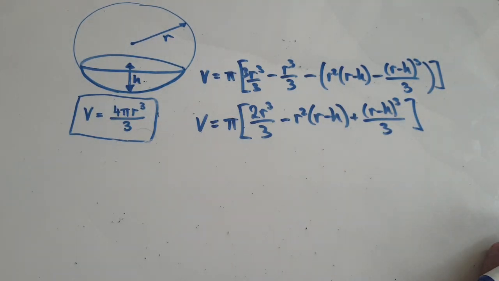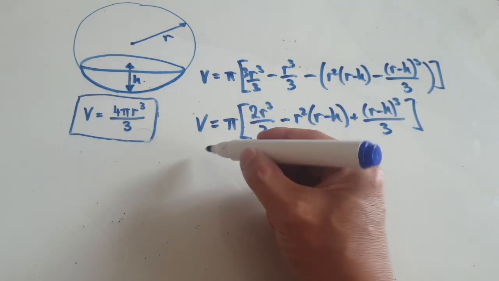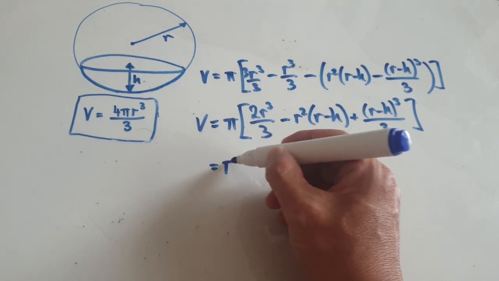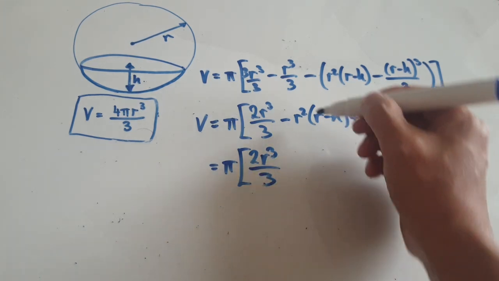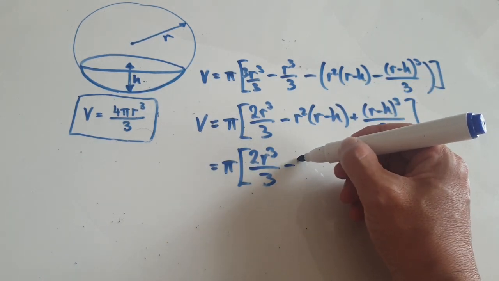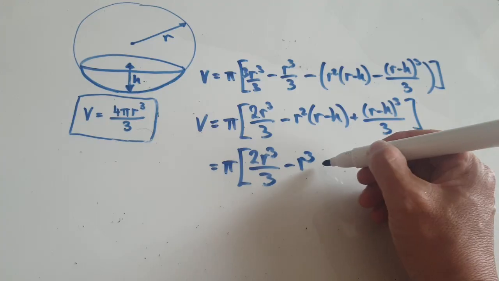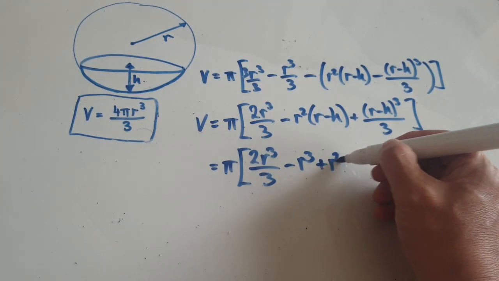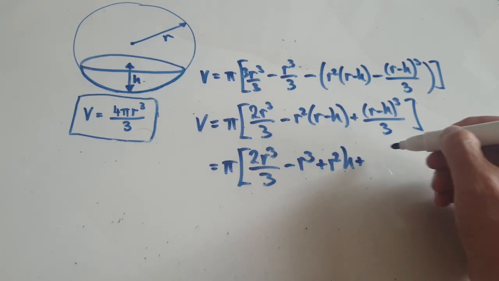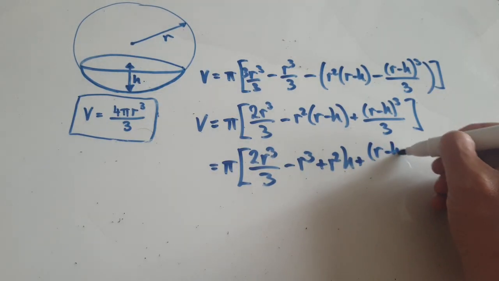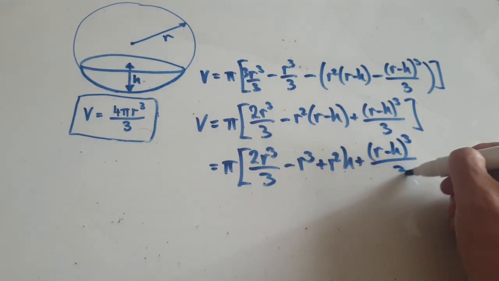So now it's just a matter of cleaning this up. This times this, that will then become pi times 2r cubed over 3. This times this will be minus r cubed. This times this will be plus r squared h. And then you've got this ugly thing here later on. We would deal with this, (r minus h) to the power 3 over 3.